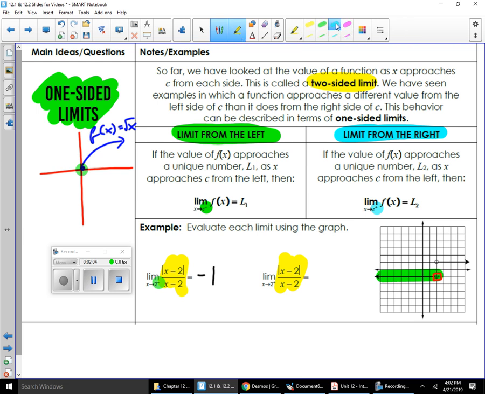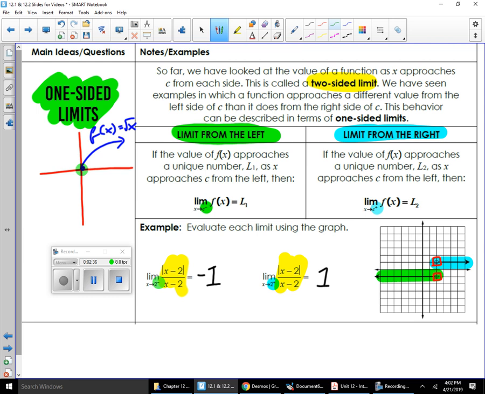The other one, this little plus symbol here, is talking about scanning from the right and getting closer and closer and closer to that value. So as x approaches 2 from the right, the function value is +1. So these two limits don't match, and we didn't expect them to looking at the graph. The graph has a jump discontinuity. So a two-sided limit would not exist, but both of these one-sided limits do.